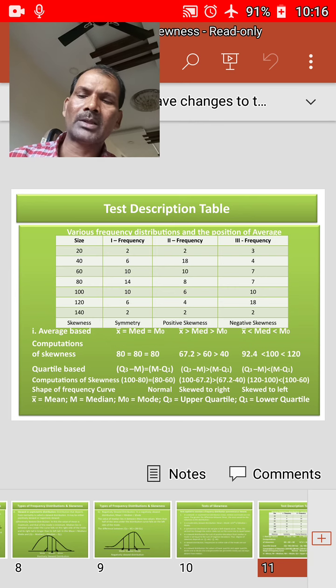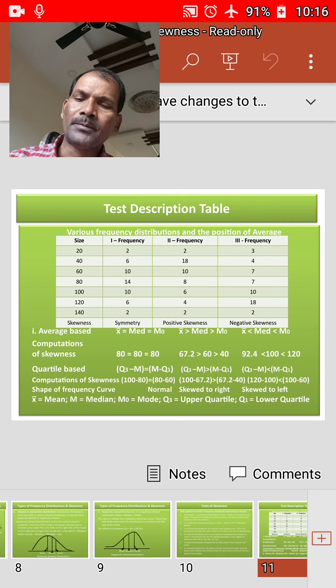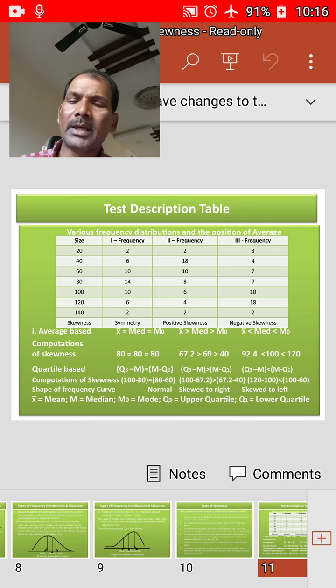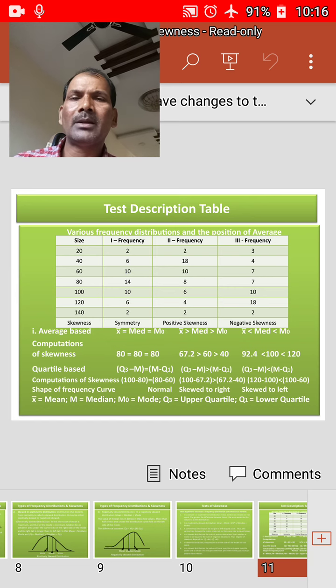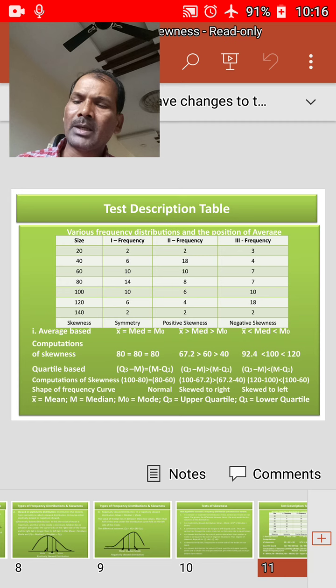Okay, here x bar is nothing but arithmetic mean, med is equal to median, which is equal to m0, meaning mode. Okay, whereas in the second frequency distribution, x bar, that is arithmetic mean, is greater than median, and median is greater than mode. Whereas in case of the third frequency distribution, x bar is less than median, okay, and median is less than mode. Okay, if you consider the computations of skewness, whereas symmetric, 80 is equal to 80 is equal to 80.